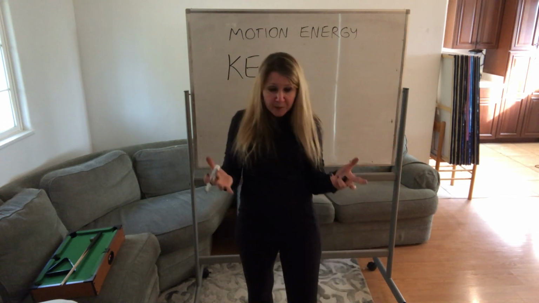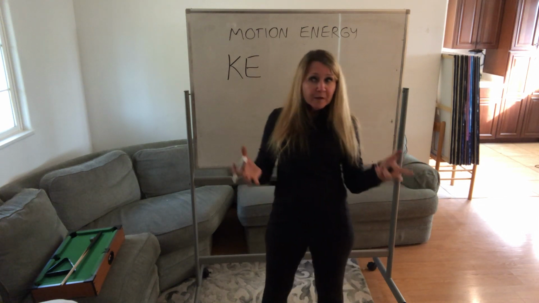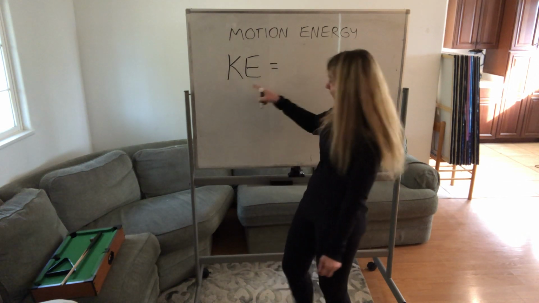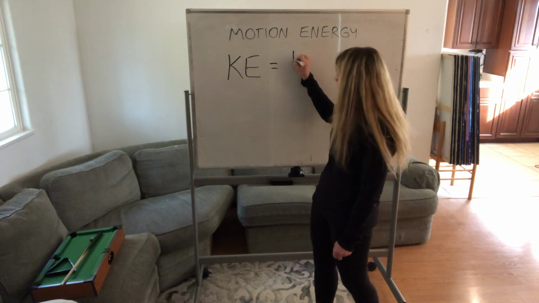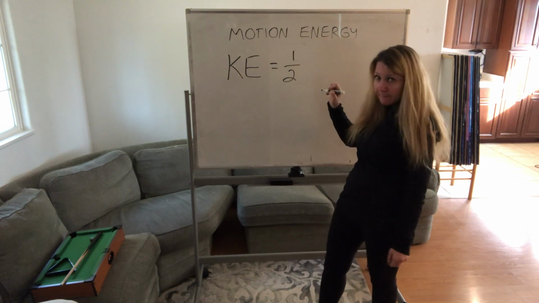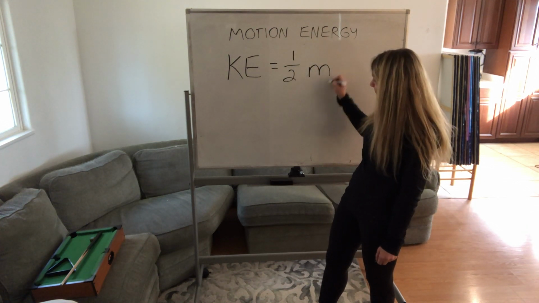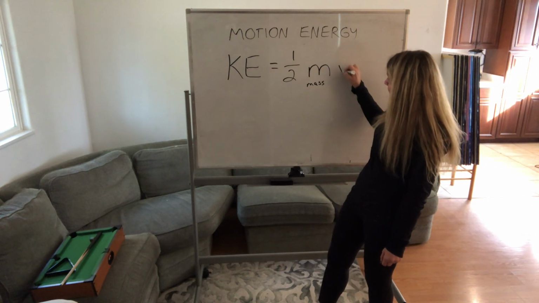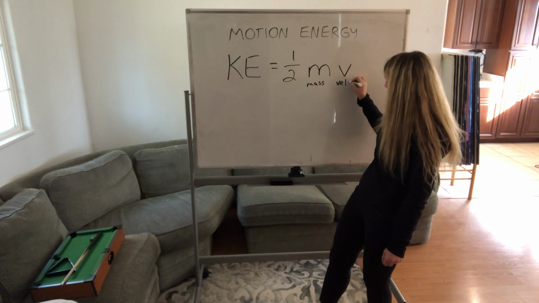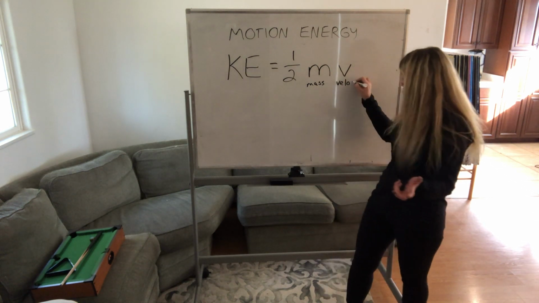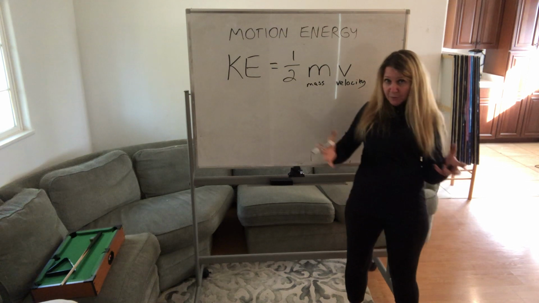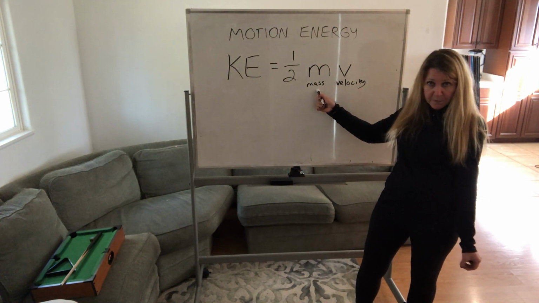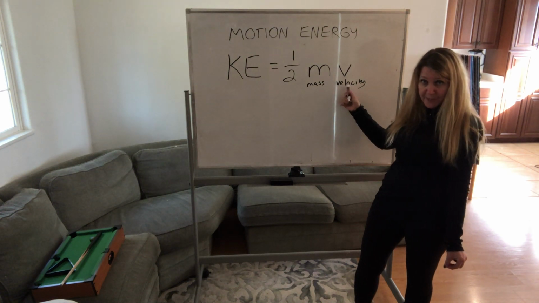So there's a formula we use to determine the kinetic energy of motion. All right, and that is kinetic energy is equal to 1/2 m, which is the mass, times v squared, where v is the velocity. So remember, velocity is speed with direction. The mass is in kilograms, the velocity in meters per second.